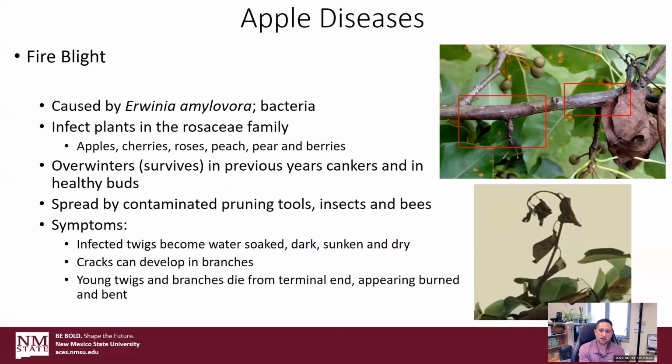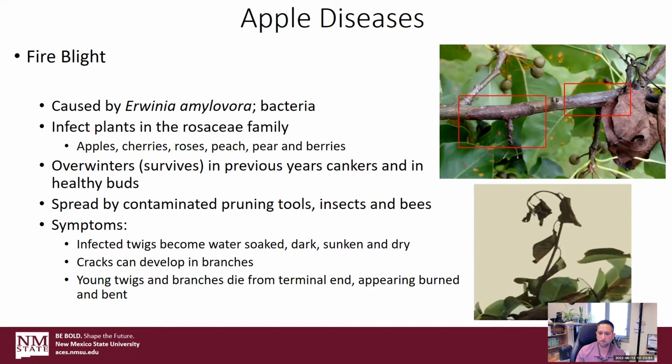Insects and bees can also spread it when they're feeding. Some of the initial symptoms that you can see: the infected twigs become water soaked, dark, sunken, and dry. Again, these lesions here. Oftentimes cracks can develop in the branches. And then a telltale sign that it's fire blight is these young twigs and branches.